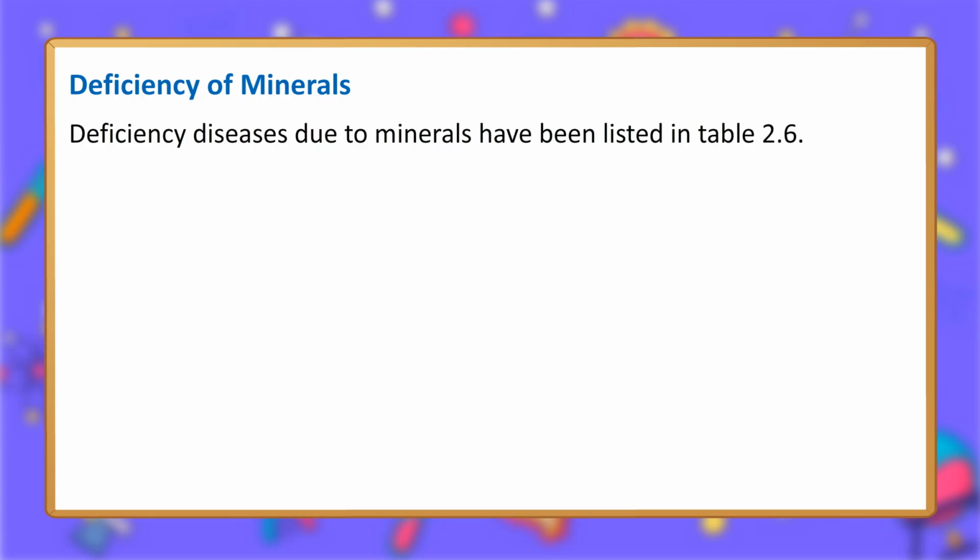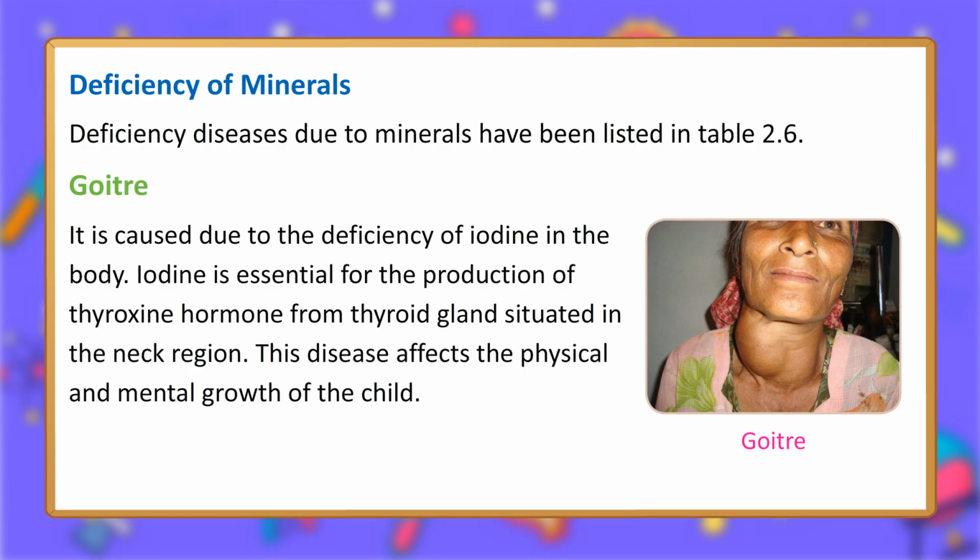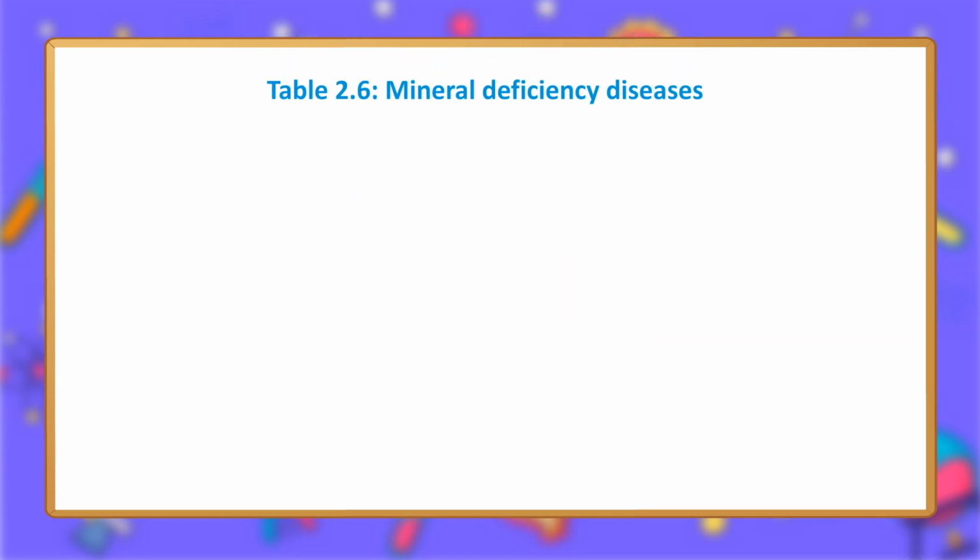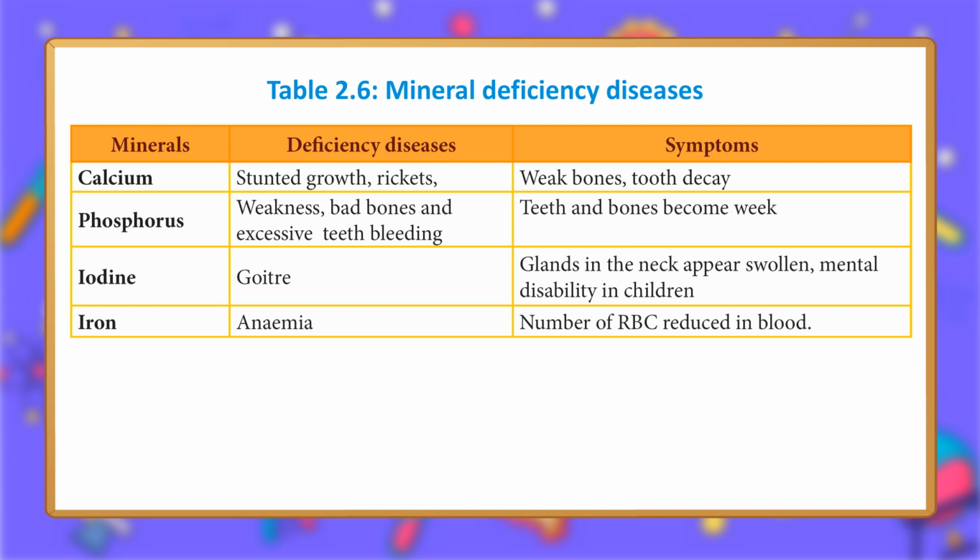Deficiency diseases due to minerals have been listed in Table 2.6. Goiter. It is caused due to the deficiency of iodine in the body. Iodine is essential for the production of thyroxine hormone from the thyroid gland situated in the neck region. This disease affects the physical and mental growth of the child. Table 2.6. Mineral deficiency diseases.